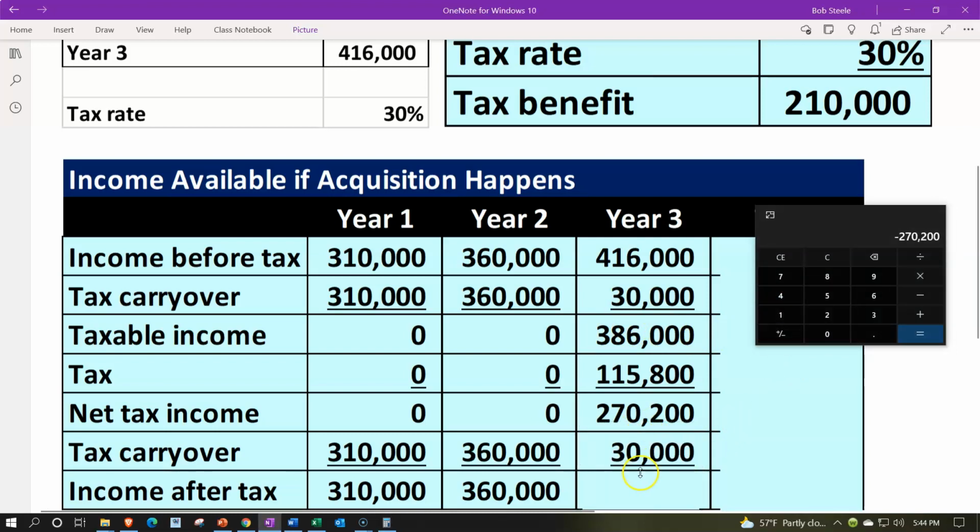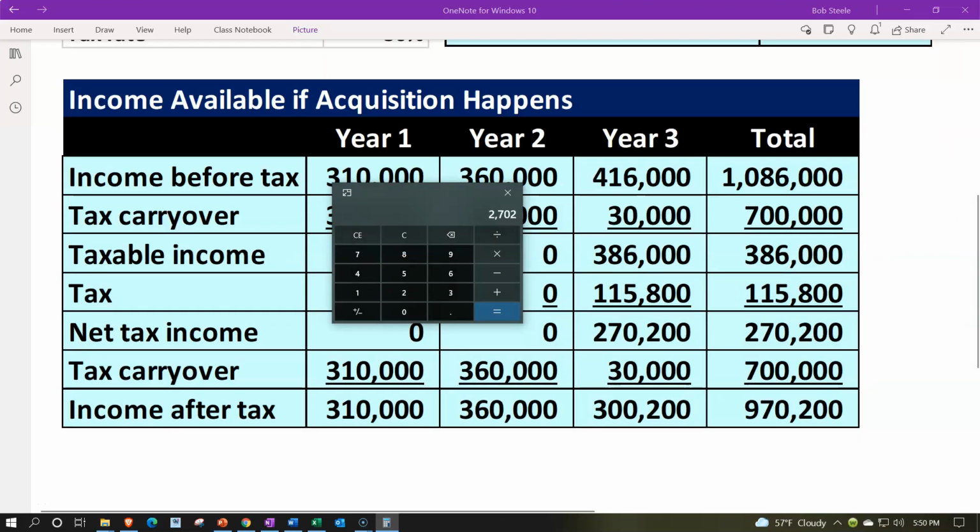And then we're going to add back the carryover once again, because that took into consideration the loss. We added the carryover in order to calculate the tax on the taxable income. It's not really a book kind of thing, so we're going to add it back to get to the cash flow or book basis. So then we will take the 270,200 plus the 30,000 to get to the 300,200.